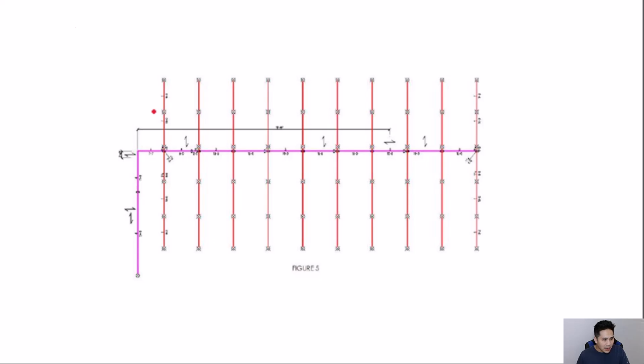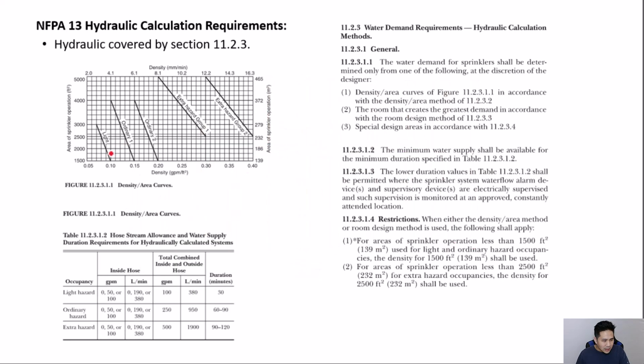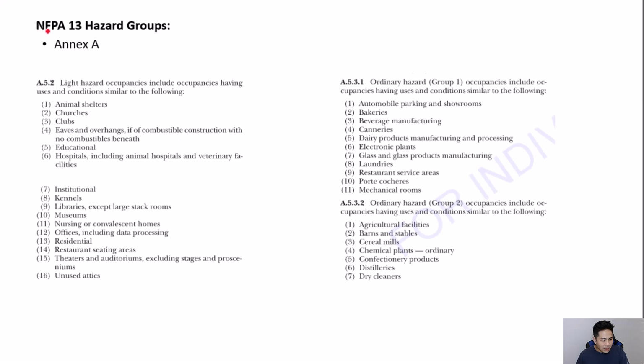So let's say you have a sprinkler system like this. So the water supply comes in from this side, and these are the heads that you see here. Let's say that this is a light hazard occupancy. So to determine that, you have to look at the NFPA 13 hazard group section, which is in Annex A, and it'll list the building types that correspond to these hazard occupancies. So for a light hazard, you would have all these building types included in that category.